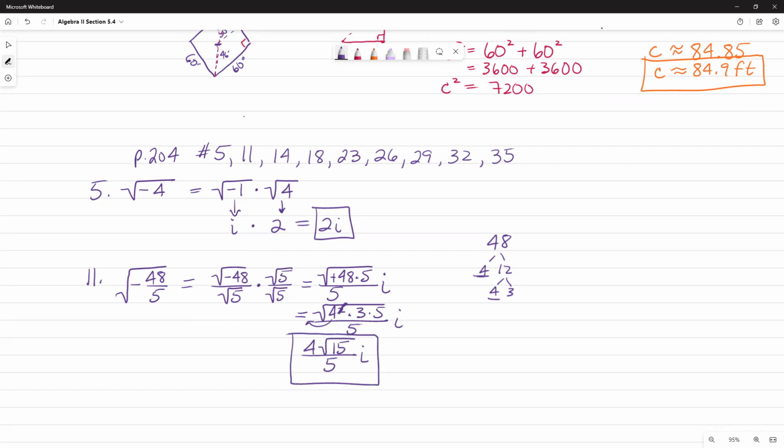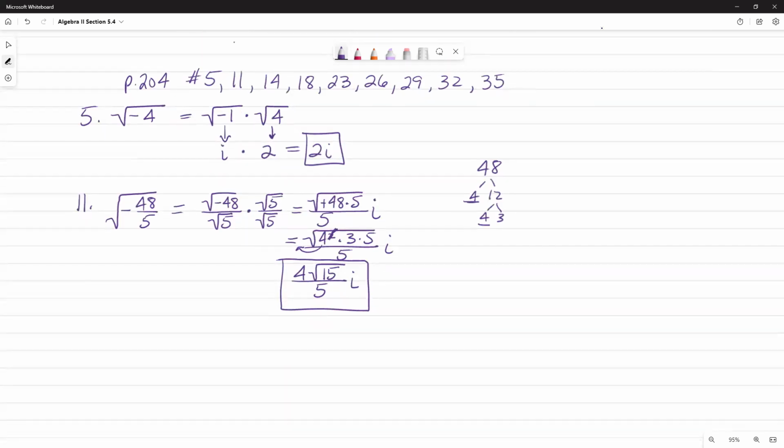Again, if this had been an equation, x equals the square root of negative 48 over 5, we would have a plus or minus in front of it because we don't know if x is positive or negative. But we're just simplifying, so we don't have to do that now.